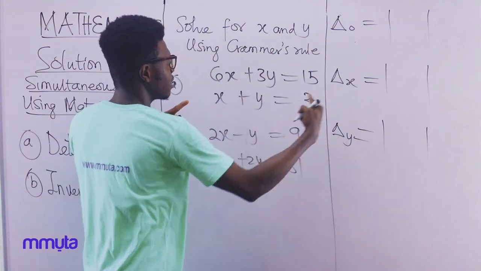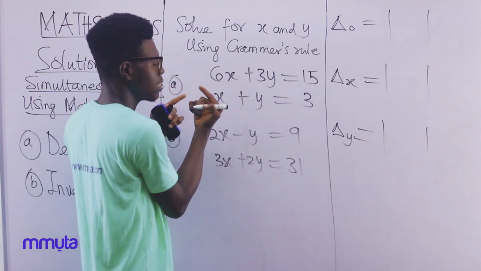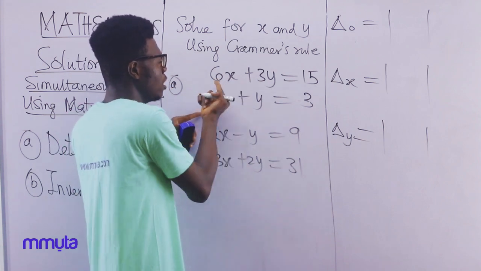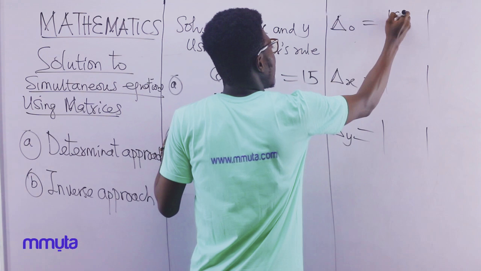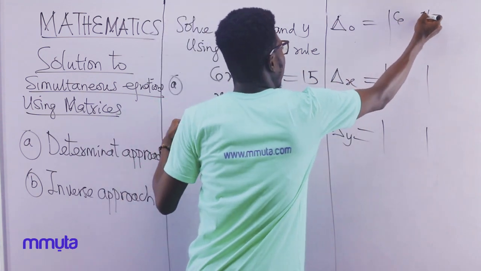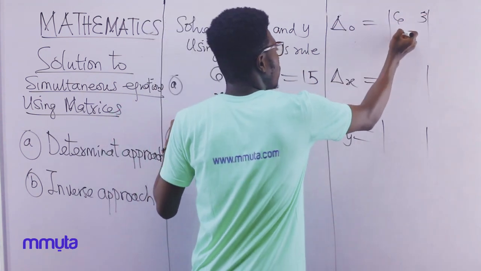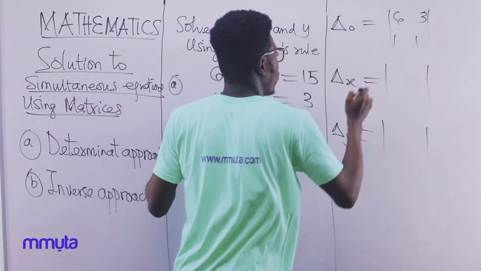What are we going to do in this given equation? Extract this 6. It is the coefficient in front of x. So if you bring out 6, you are going to write it here. This 3 is going to be here. This coefficient of x here is going to be 1. And then here is going to be 1.